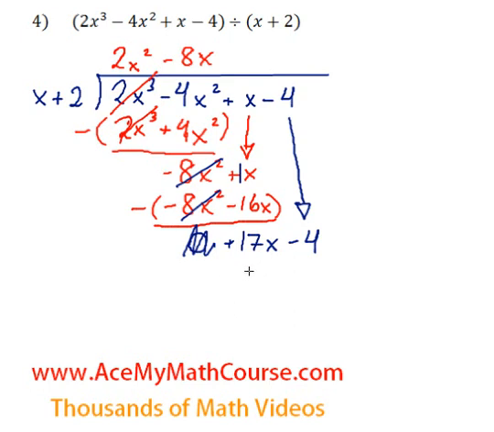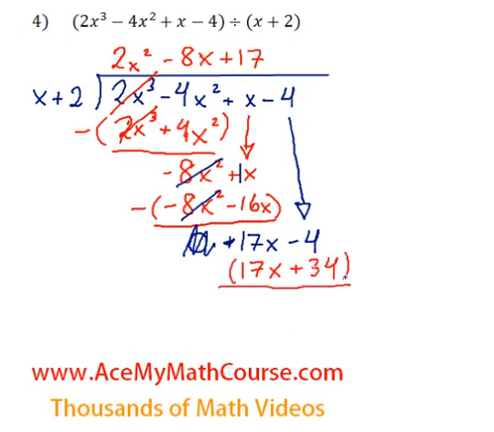And what do we do now? Well, we're just going to take the 17x divided by x and put a 17 right. Actually, I want that to be in red just so I keep it consistent. Okay, so we have 17 because 17x divided by x is just 17. Then 17 times x is 17x, and 17 times 2 is 34.